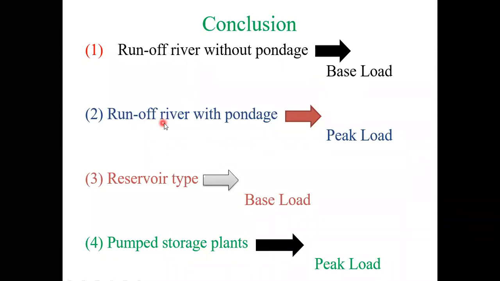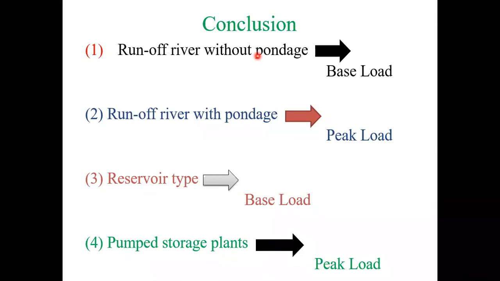And the second one is a run-of-river plant with a pondage, and this is used to meet the peak load. What is the difference between these two? Pondage means it is just for temporary storage purpose. So in this one, the efficiency is less because we can't control the flow of water. Similarly, we can't control the power generation.